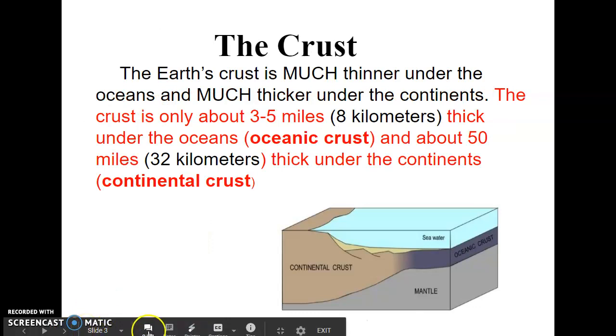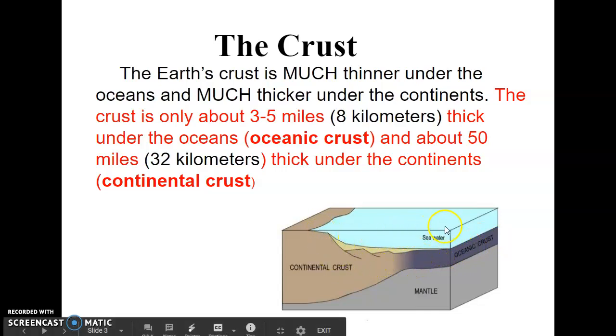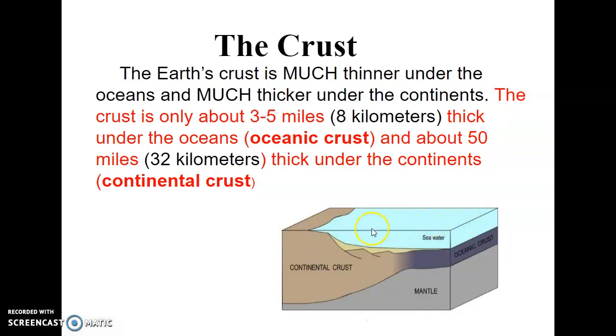So you'll notice that there are two different parts of the crust, okay? You have the crust that's underneath the oceans, which is called the oceanic crust. Notice that the oceanic crust is really, really thin. And that makes sense, because if all the crust were the same thickness, then ocean would cover the whole entire crust, but it doesn't. So the crust under the oceans is very, very thin.